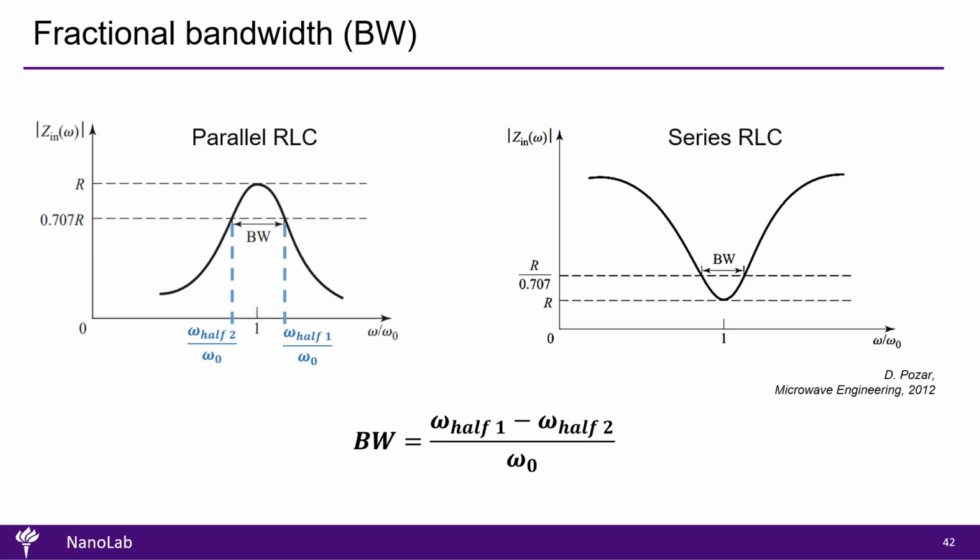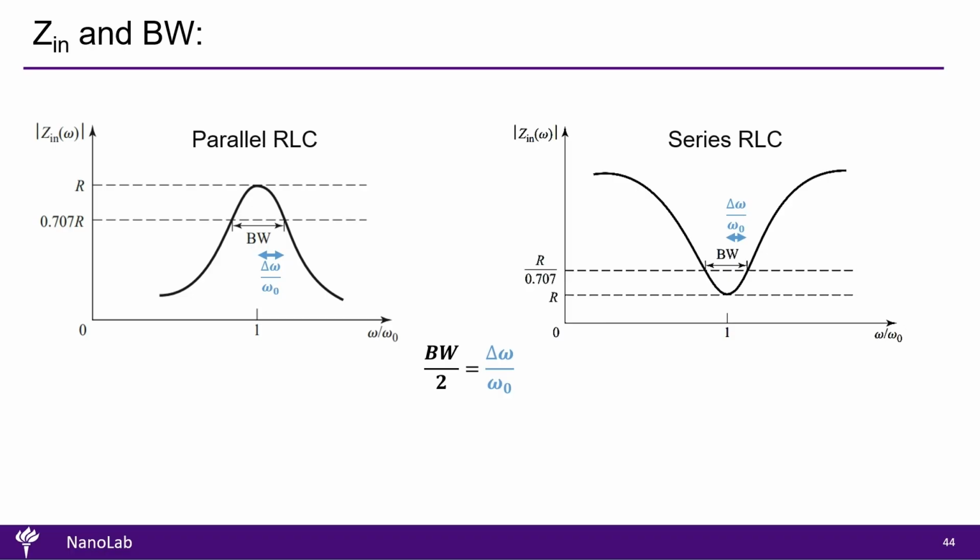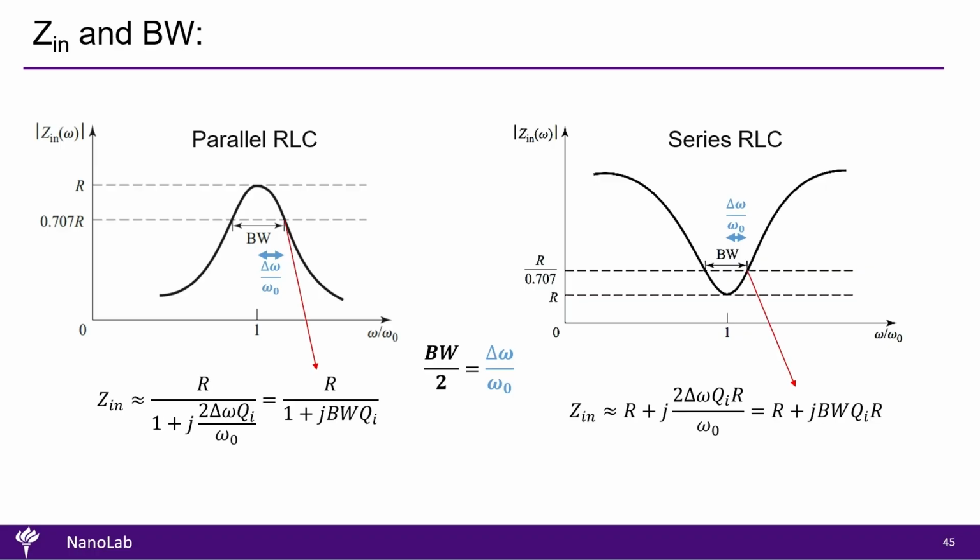The fractional bandwidth, BW, is the frequency span between the two half-power points in the resonance curve, normalized to the resonance frequency. For now, I am just going to ask you to accept that the magnitude of Zin at half power is equal to these values for both circuits, but we will demonstrate it later at the end of this session. We continue our analysis of the BW by realizing that we can define the upper half of BW as a normalized delta omega, and, using the compact expression for the input impedance, we can show that at the upper edge of the bandwidth, Zin takes the following forms for both circuit models.